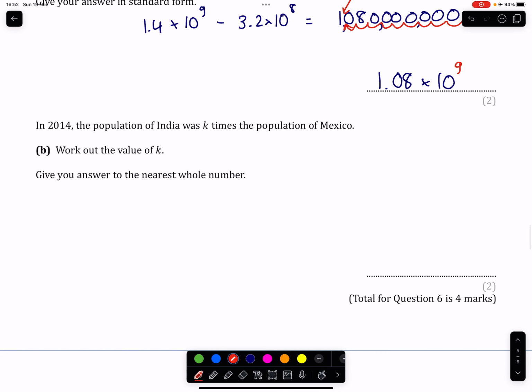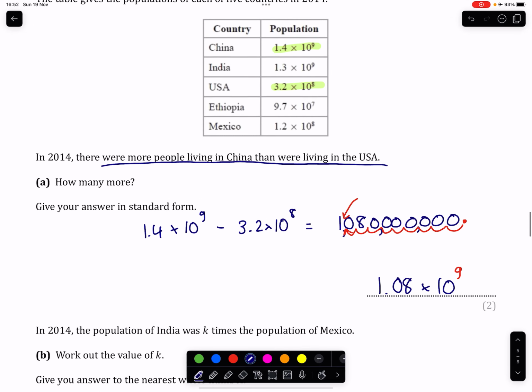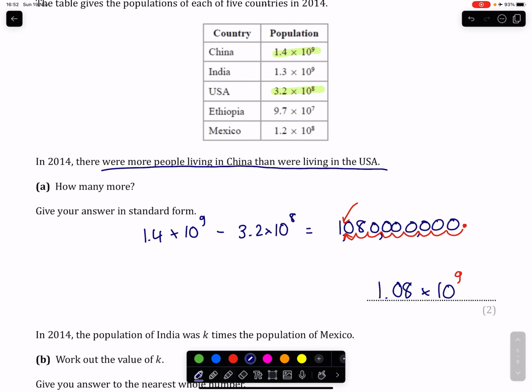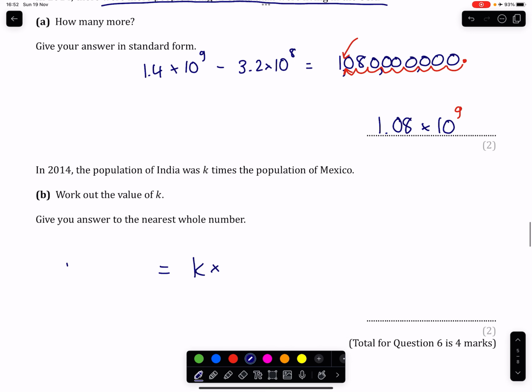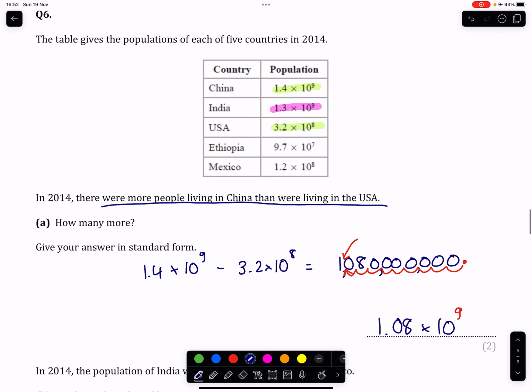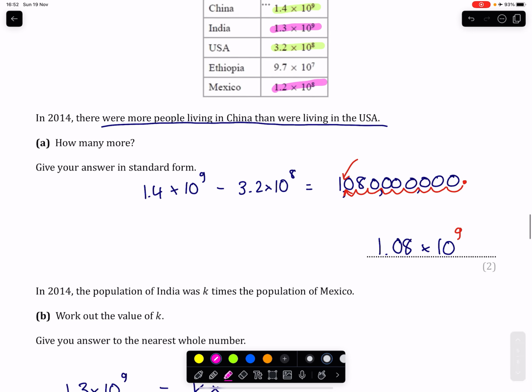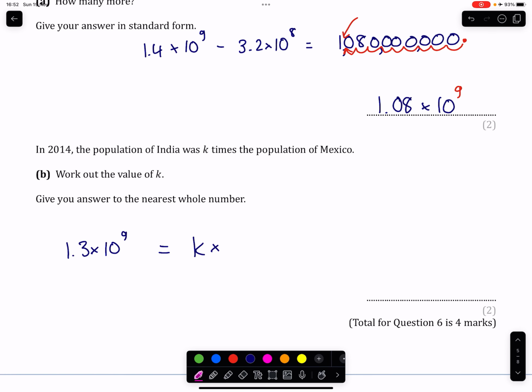Part B. In 2014, the population of India was k times the population of Mexico. So India was k times Mexico. India from this list is 1.3 times 10 to the 9. So 1.3 times 10 to the power of 9 is k times Mexico. And Mexico is 1.2 times 10 to the power of 8.